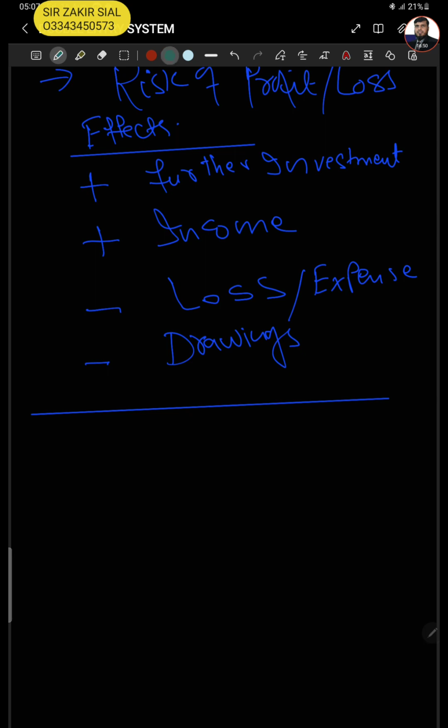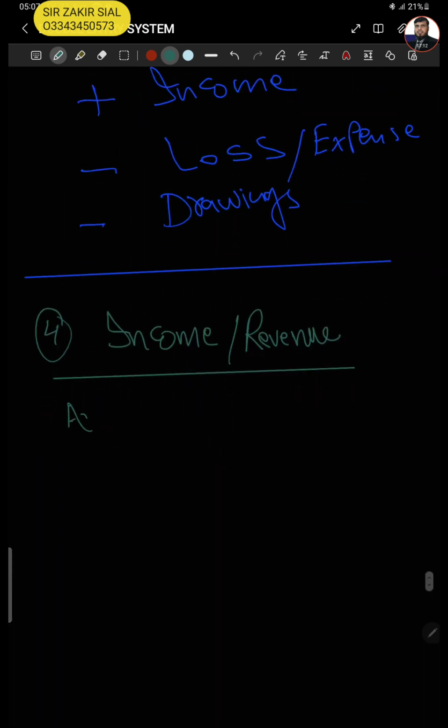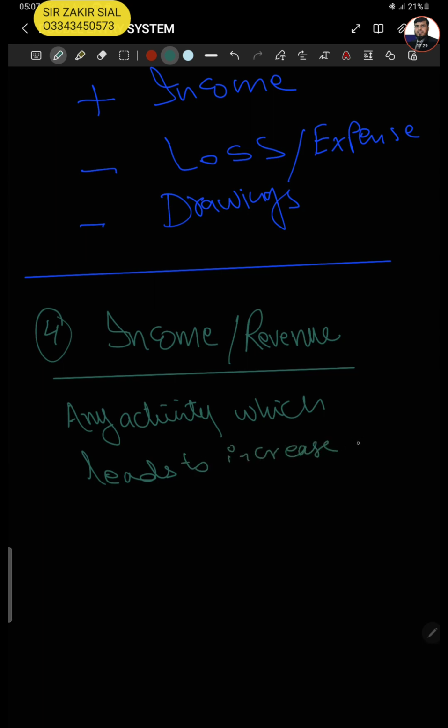Next content is income or revenue. Income or revenue is any activity which leads to an increase in the net assets of the business.